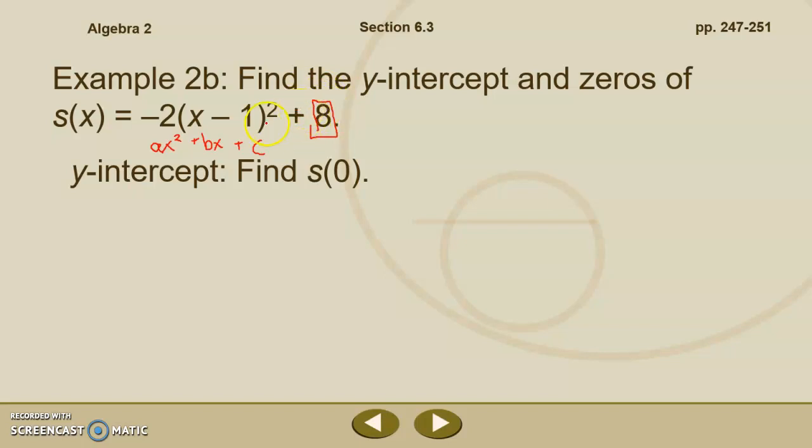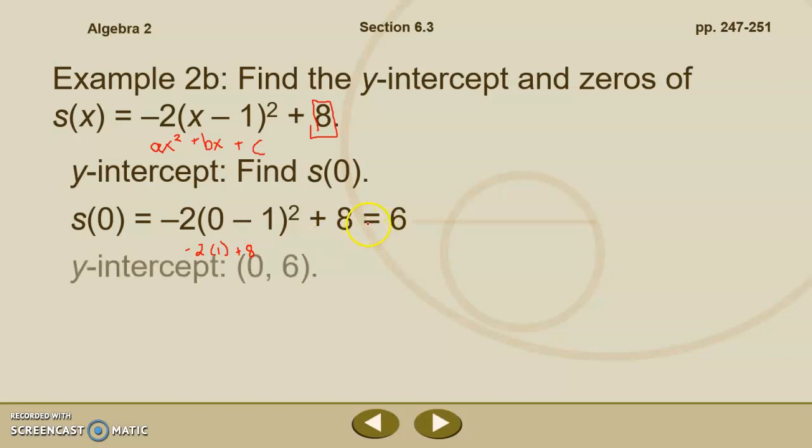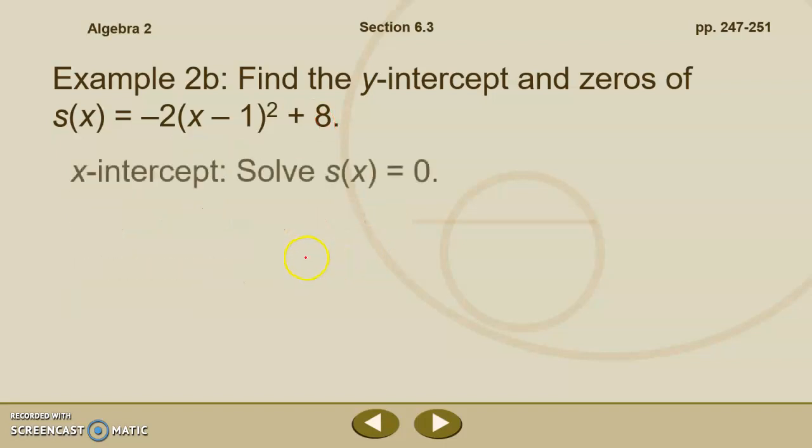So we're going to find the y-intercept by turning our x to 0. So we get -2 times 0 minus 1 squared plus 8. And when we simplify all that, we get -2 times 1 plus 8, which gives us 6. So our y-intercept is 0, 6. In order to find our x-intercept, we're going to make our f of x and set that equal to 0. So we get -2 times x minus 1 squared plus 8.